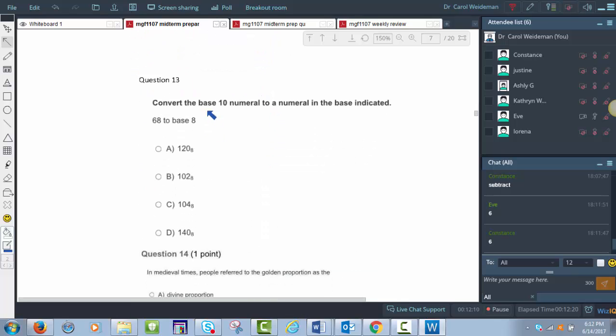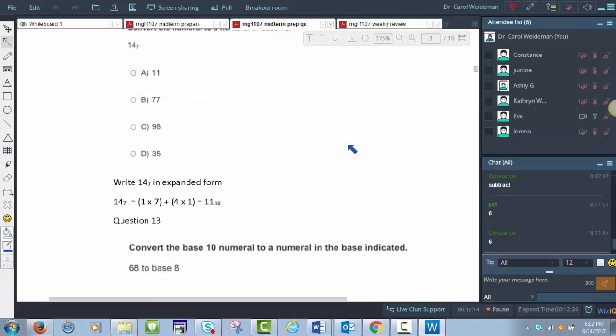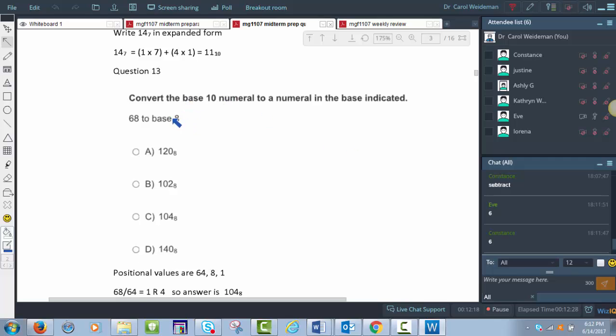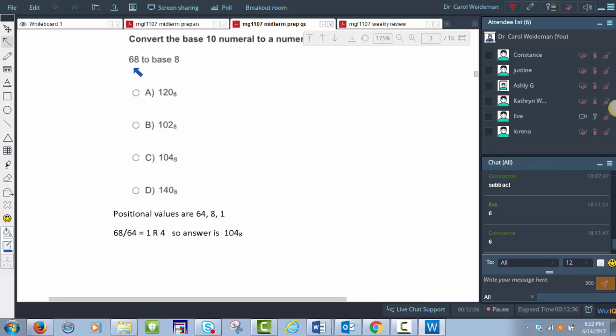Now we want to go the other way, from base 10 to base 8. I think I have a detailed solution on this one. You want to think about the positional values in base 8: 1, 8, 8 squared, which is 64. And I've got a 68, so I want to use the positional value that's less than the number I'm converting. I'm going to take 68, divide by 64, and I get 1 remainder 4.